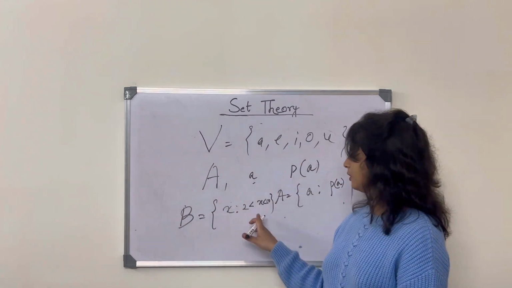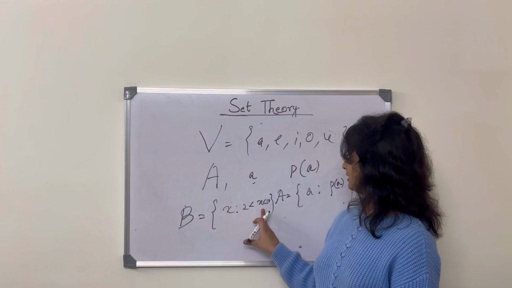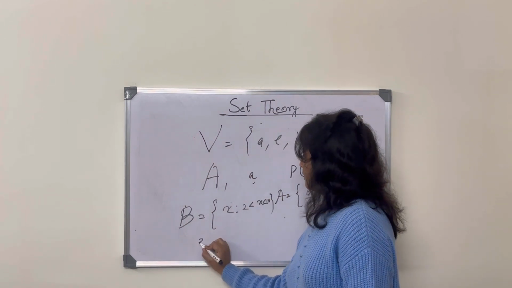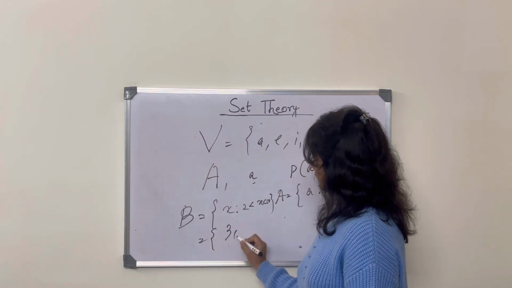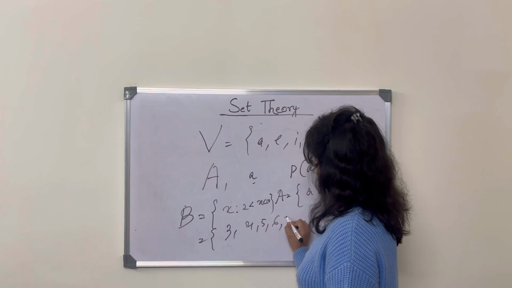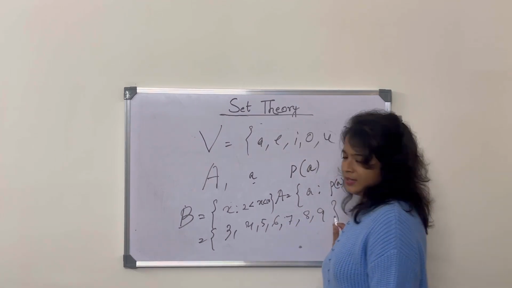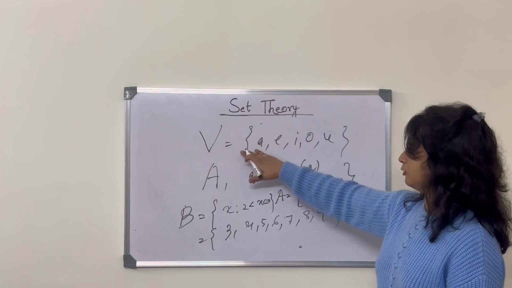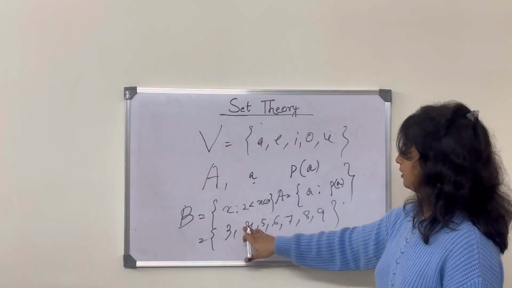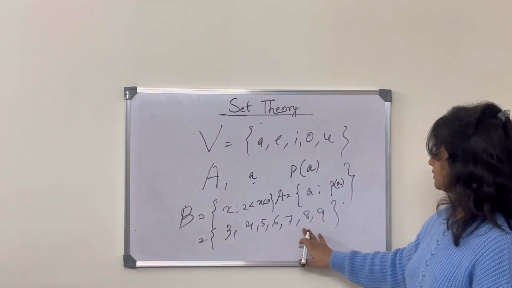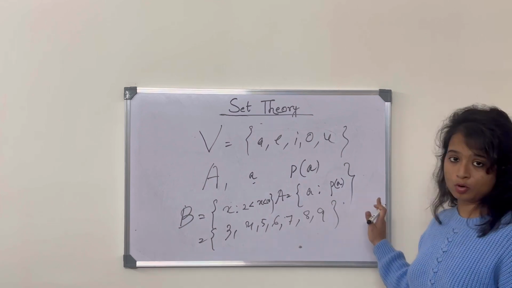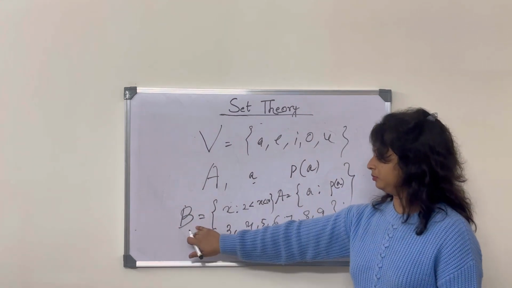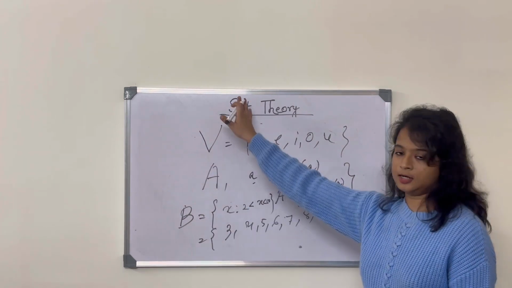But here we can also represent it by the tabular method, like 3, 4, 5, 6, 7, 8 and 9. We can represent a set by using both the tabular method and the property method. But sometimes it is more convenient to use the property method than the tabular method.